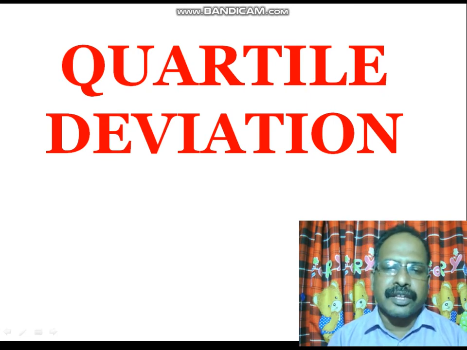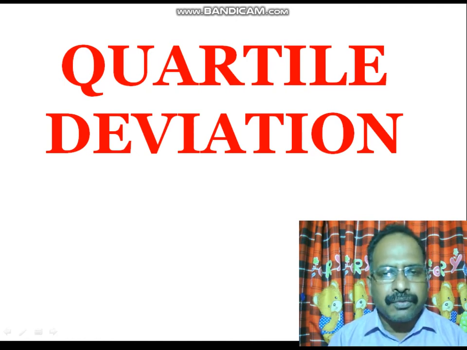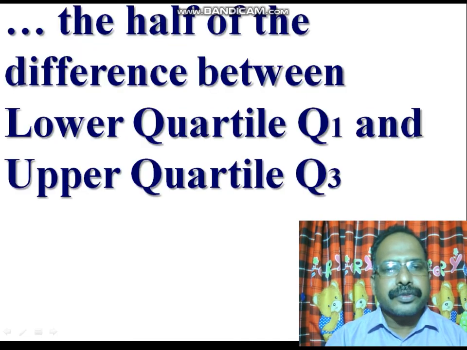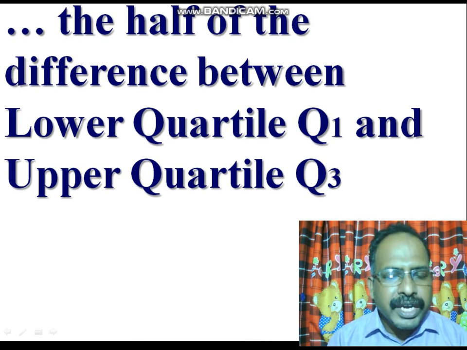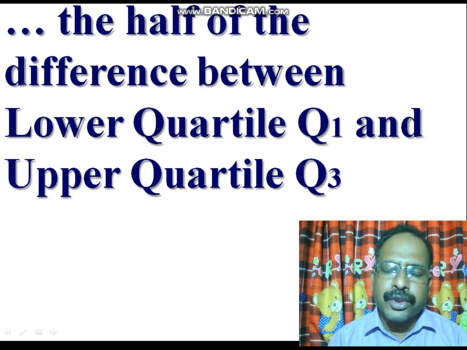The first quartile, that is the lower quartile, is Q1. That is the size of (n plus 1) by 4th item. The upper quartile is the third quartile, Q3, the size of 3 times (n plus 1) by 4th item. And quartile deviation is half of the difference between Q3 and Q1.